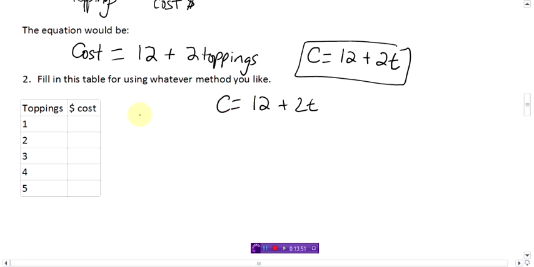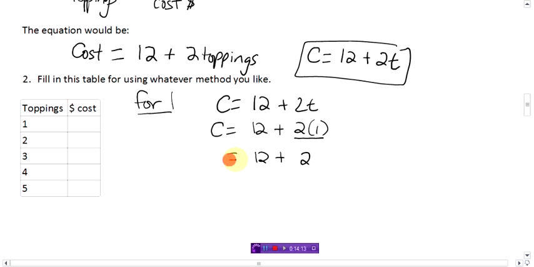So if we're going to do this using the formula, we look at the number of toppings. For 1 topping, we would sub in 1 for toppings, and we figure out how much the cost is going to be. C equals 12 plus 2 times 1. BEDMAS, 2 times 1 we do first, the multiplying first, is 2, plus 12. 2 plus 12 is 14. So our cost for 1 pizza with 1 topping is $14.